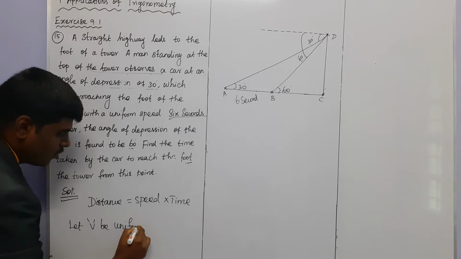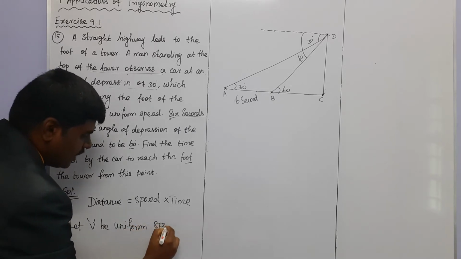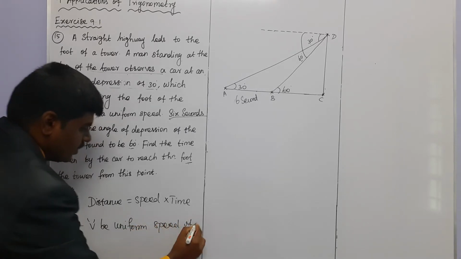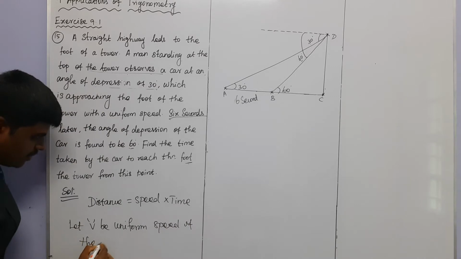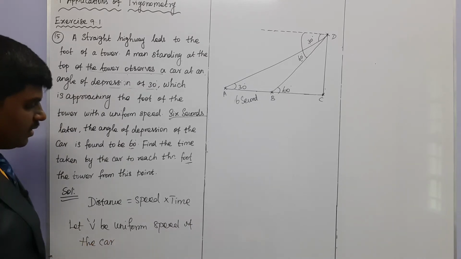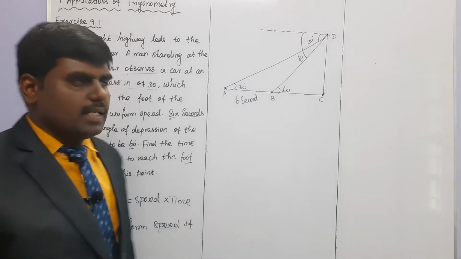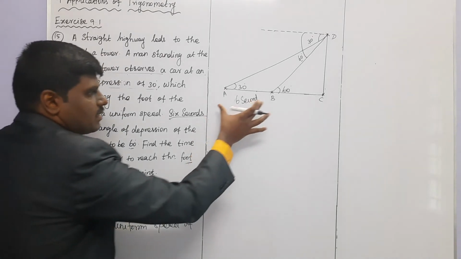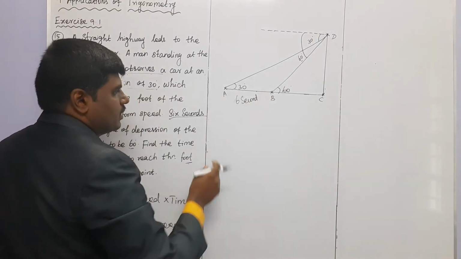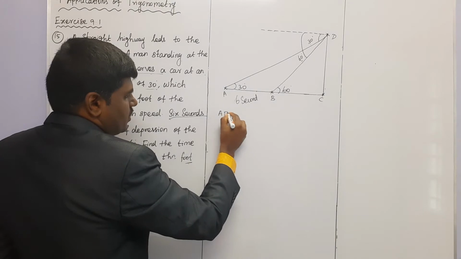Let V be the uniform speed of the car. It's clear. Now, what's the distance of AB?